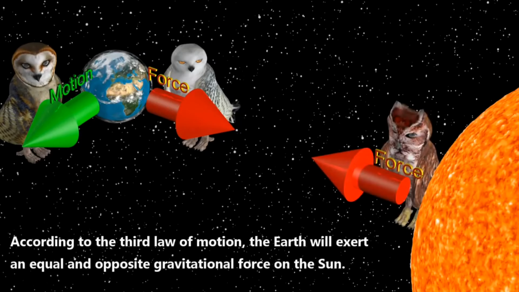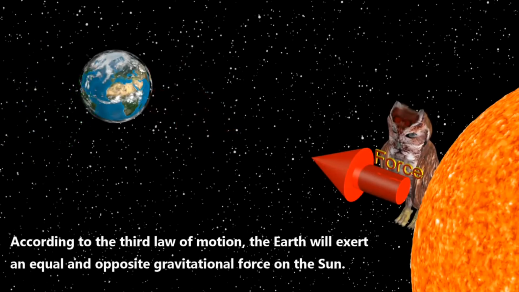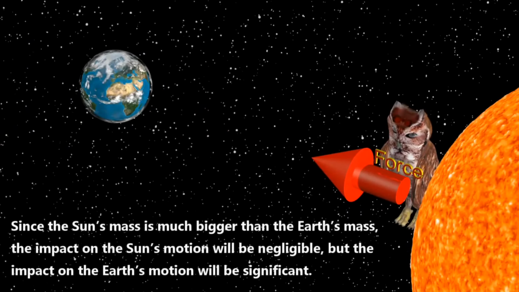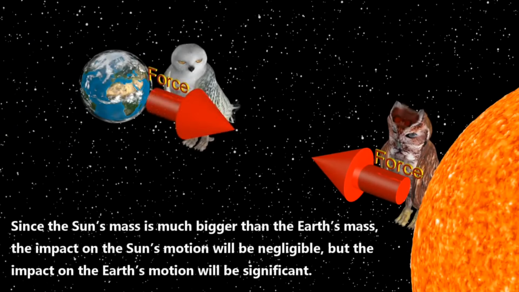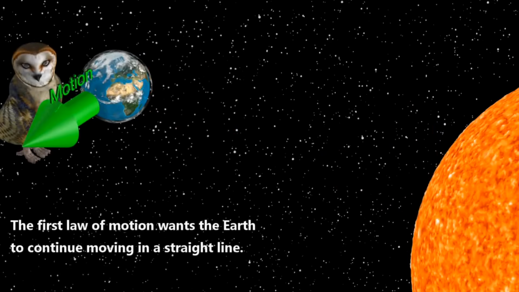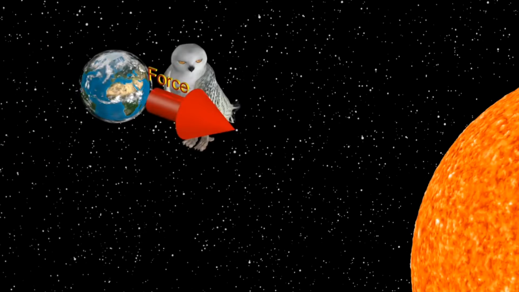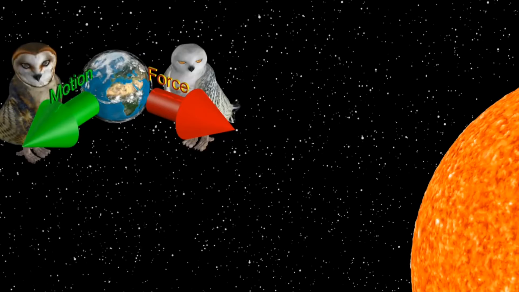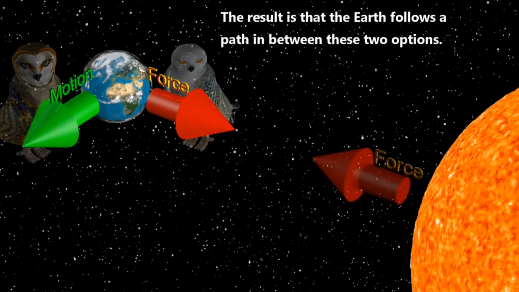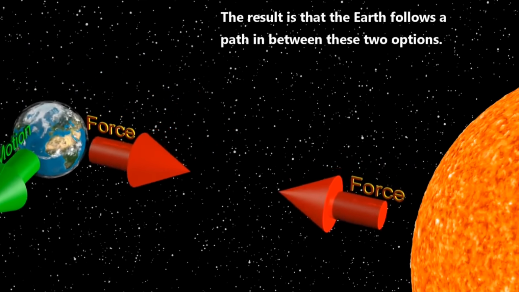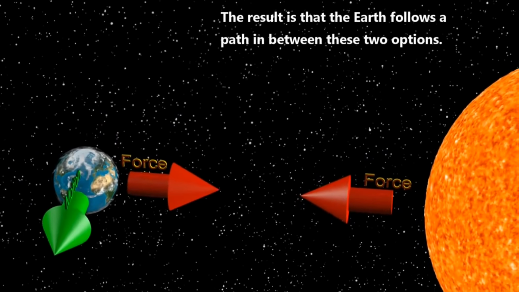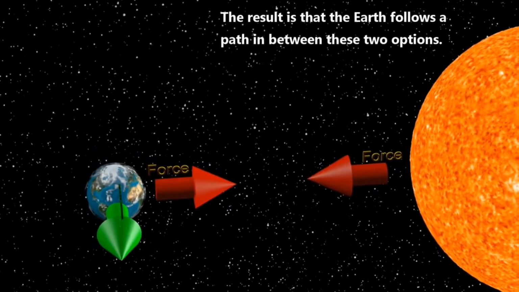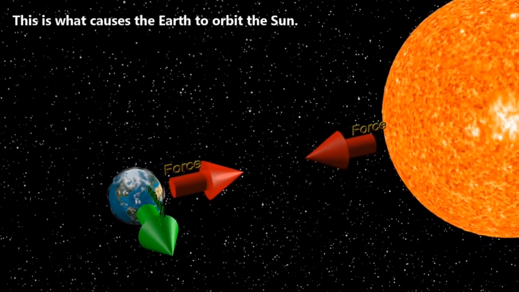According to the third law of motion, the Earth will exert an equal and opposite gravitational force on the Sun. Since the Sun's mass is much bigger than the Earth's mass, the impact on the Sun's motion will be negligible, but the impact on the Earth's motion will be significant. The first law of motion wants the Earth to continue moving in a straight line. The second law of motion wants the Earth to fall directly into the Sun. The result is that the Earth follows a path in between these two options. This is what causes the Earth to orbit the Sun.